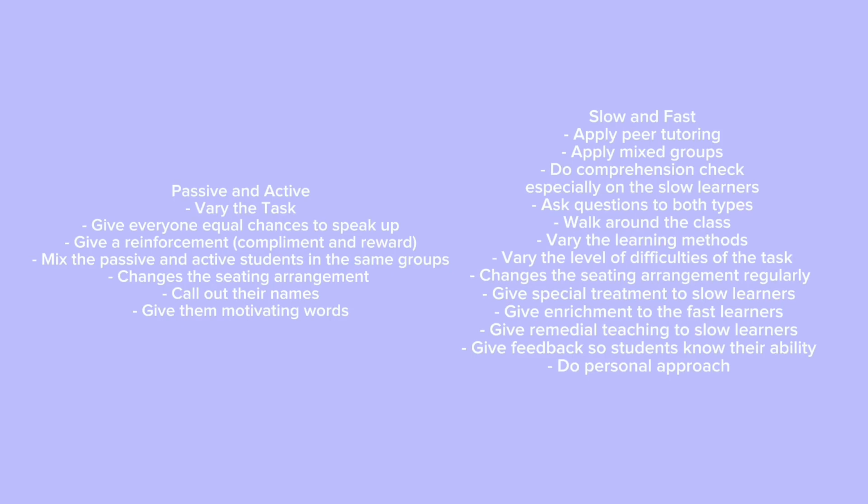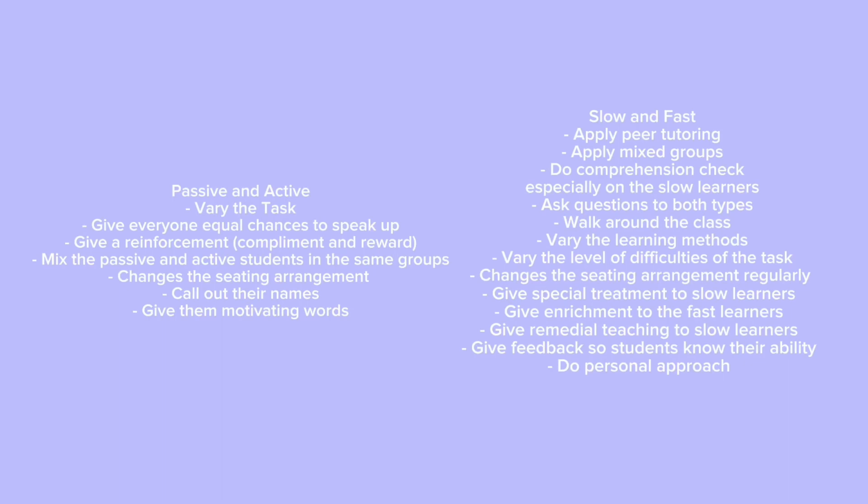So the things that we have to do to deal with slow and fast learners are apply peer tutoring, with the fast tutors and the slow ones. And also apply mixed groups. The fast learners and slow learners, it's good to have them in one group. And also do a comprehension check, especially on the slow learners. Ask questions to both types. Also walk around the class, vary the learning methods, vary the level of difficulty of the task assignments. Change the seating arrangement regularly.